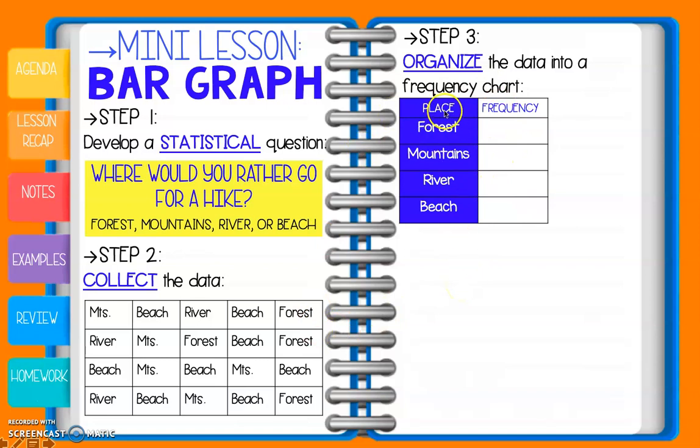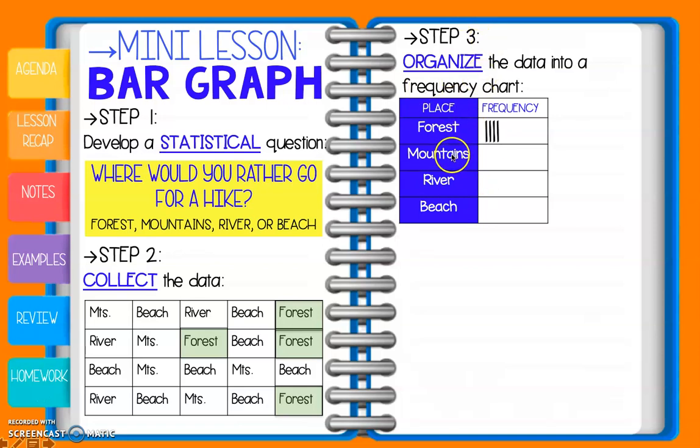Okay, so first off, I'm going to look for how many people said that they would rather hike in the forest. So I've got 1, 2, 3, 4. So I'm going to come over here to my frequency chart, and I'm going to draw my 4 tally marks for my 4 people that said they would prefer to hike in the forest. All right, now we're going to do the same thing.